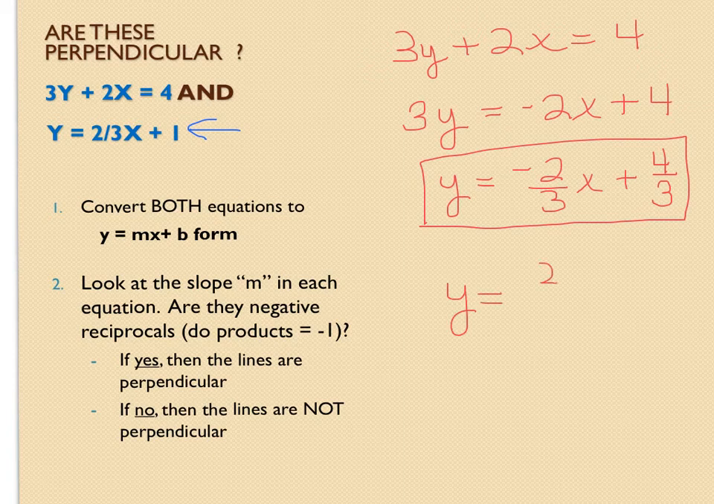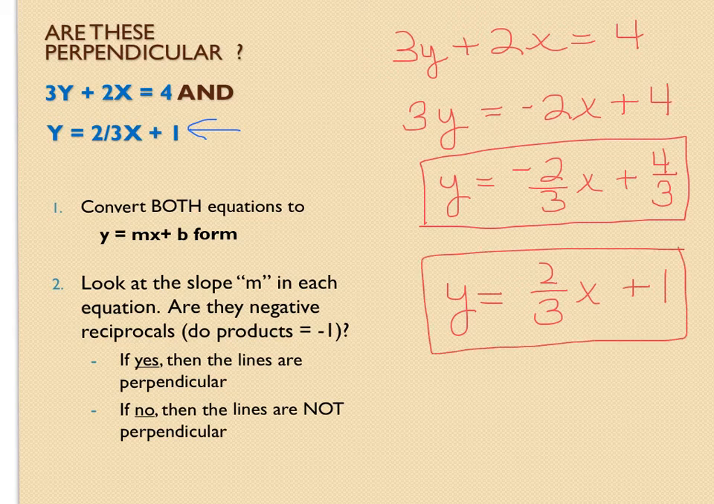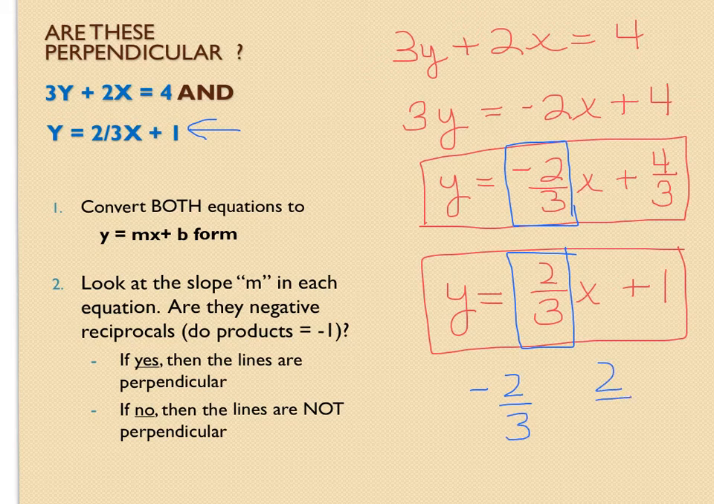Let's look at the two equations closer together, and let's compare the slopes. Well, one's negative and one is positive, but they aren't flipped over. They both have 2 on top and 3 on the bottom. These are not perpendicular. In order for them to be perpendicular, one would have to have the 3 on top and the 2 on the bottom. So these are not perpendicular.